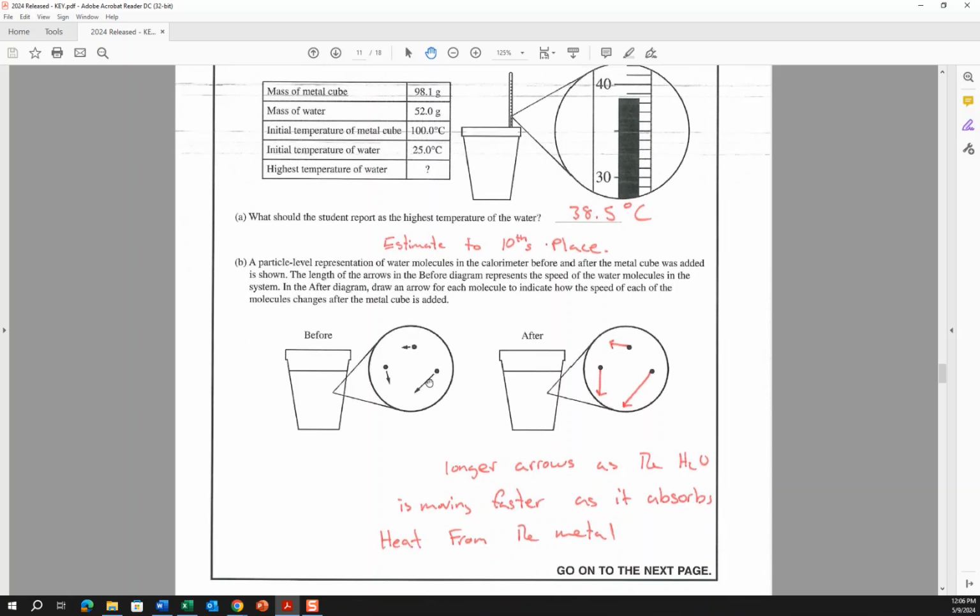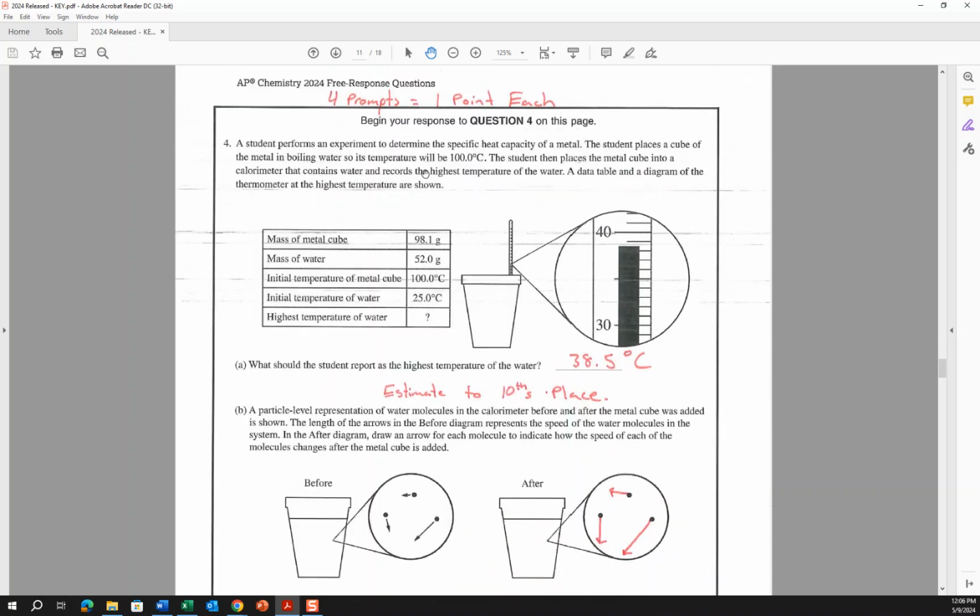All right. So this one is just to show what happens to the speed of the water molecules as this happens. So understand what happened here. We took a metal cube and we heated it up to 100 degrees Celsius, and then we put it into room temperature water. So the heat from the metal is going to transfer to the water. The metal is going to cool down and the water is going to heat up until they reach that equilibrium temperature. And this was the equilibrium temperature, so that would be 38.5 there.